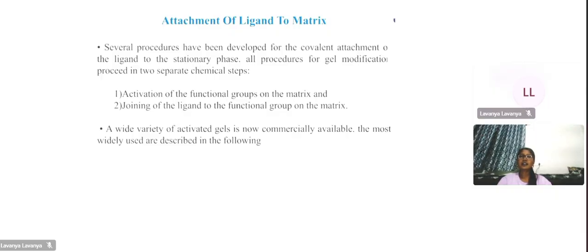Several procedures have been developed for the covalent attachment of the ligand to the stationary phase. All procedures for gel modification proceed in two separate chemical steps: activation of the functional group on the matrix, and the joining of the ligand to the functional group on the matrix. The first one is the functional group activation. The second one is joining of the ligand to the functional group on the matrices. A wide variety of activated gels is now commercially available. The most widely used are described in the following.